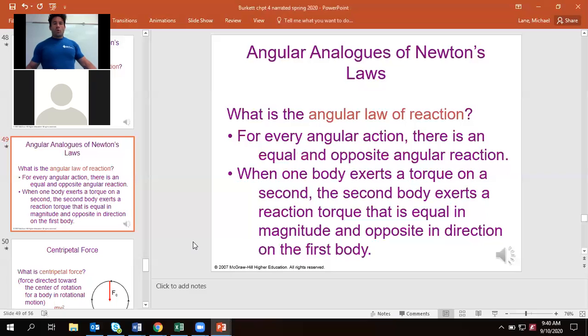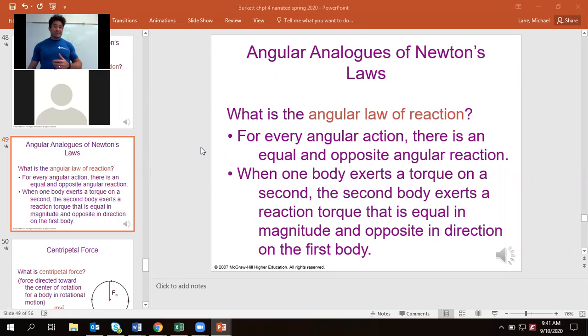So when it comes to angular law of reaction, for every angular action, there's an equal and opposite angular reaction. When one object exerts a torque on the other, the second body exerts a reaction torque that is equal and opposite in direction to the first one. So kind of that same basic idea with linear physics. Whenever you push against something, that something pushes back against you. And it's always going to be equal to how much you happen to be doing.